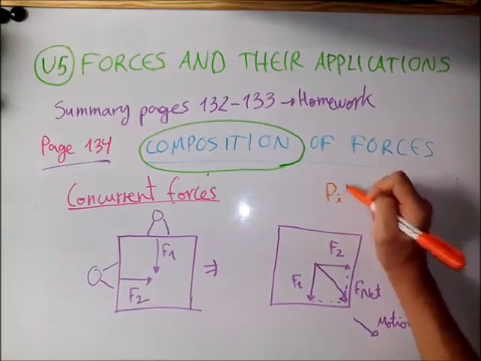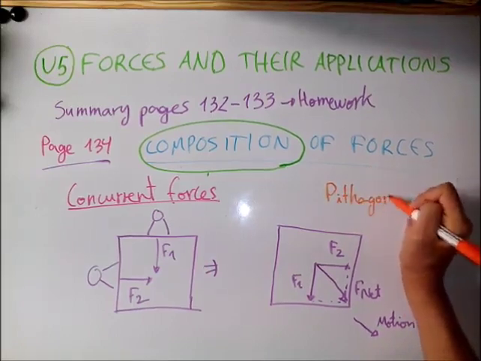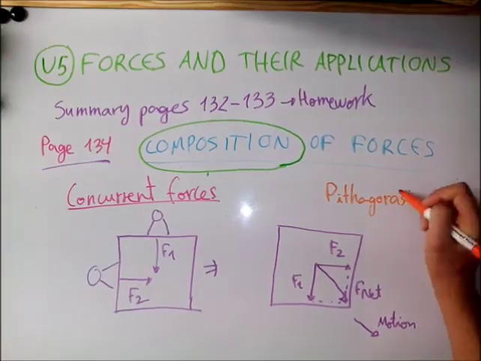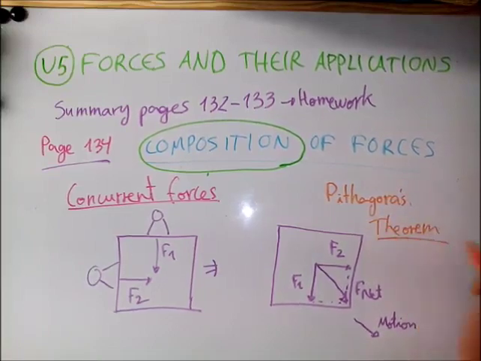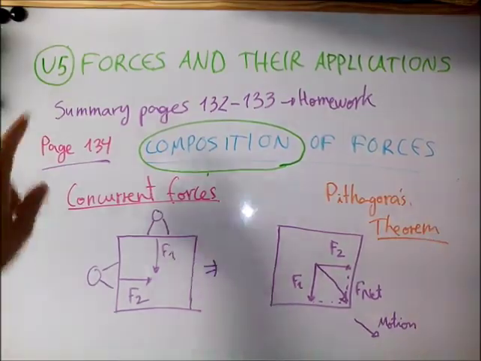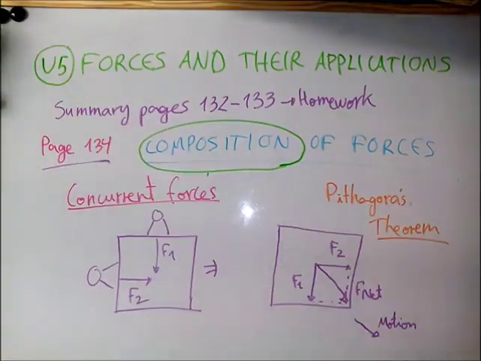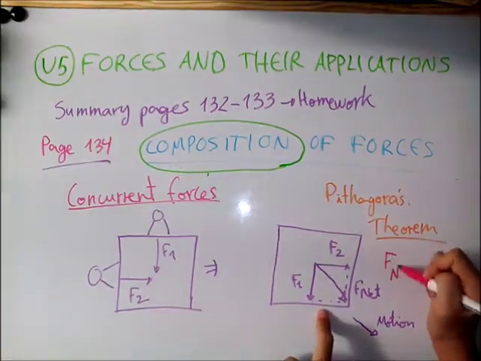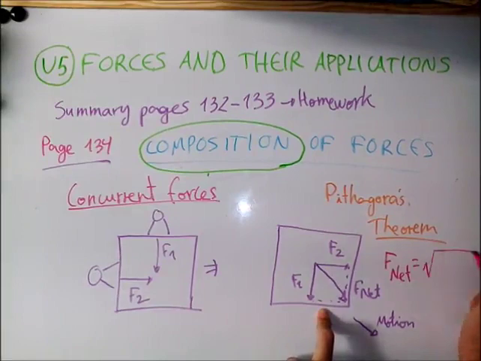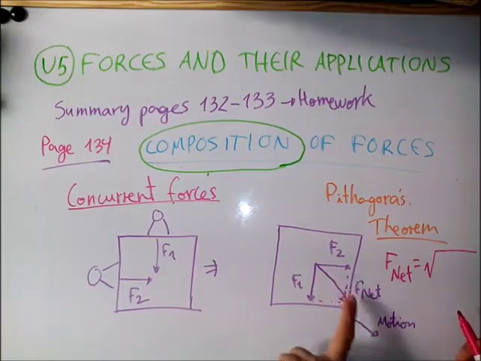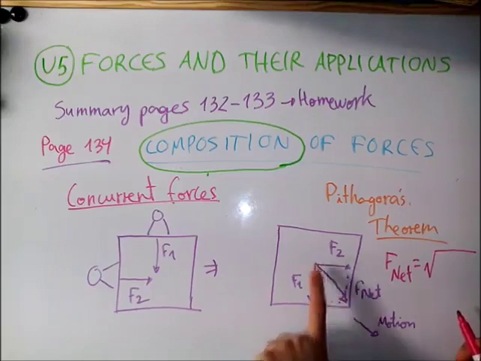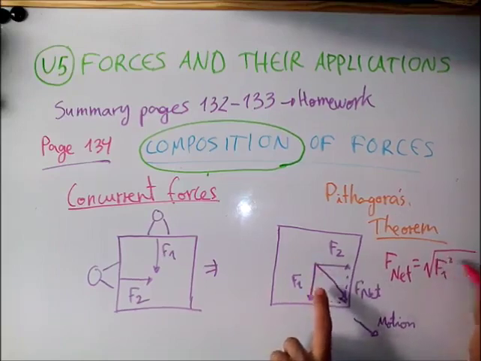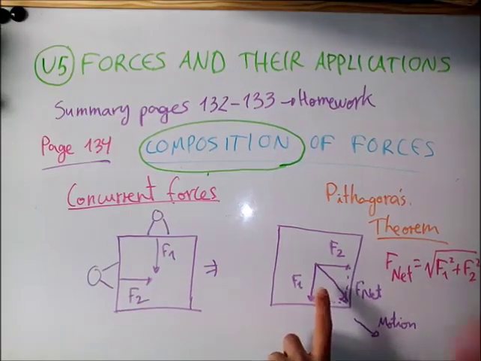So we have to use Pythagoras theorem. Remember, from unit number 4, we were studying that already, okay? So let's calculate it in here. So the net force equals the square root. This is the hypotenuse in a right triangle, okay? And these are the other two sides. So force number 1 squared plus force number 2 squared, okay?